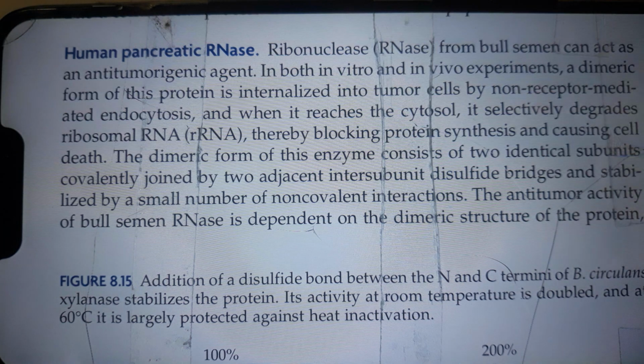The dimeric form of this enzyme consists of 2 identical subunits covalently joined by two adjacent inter-subunit disulfide bridges and stabilized by a small number of non-covalent interactions. The antitumor activity of BUL7 RNase is dependent on the dimeric structure of the protein.